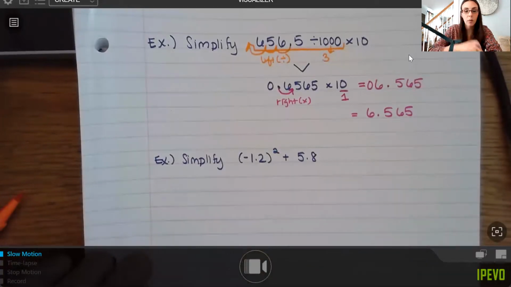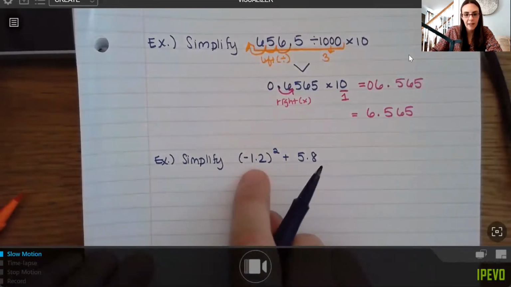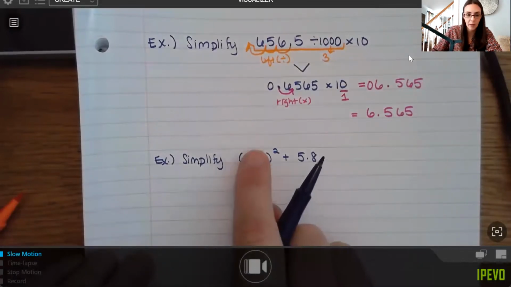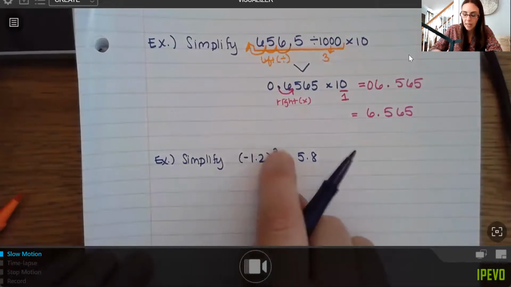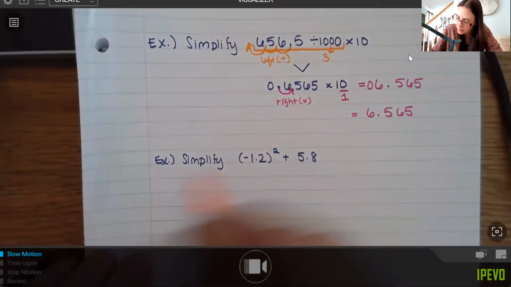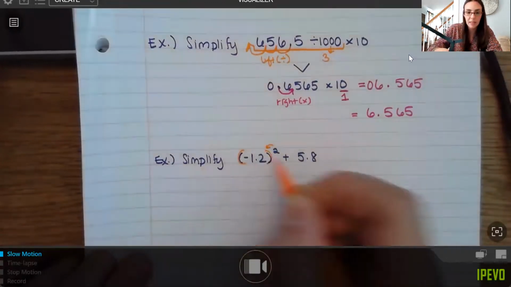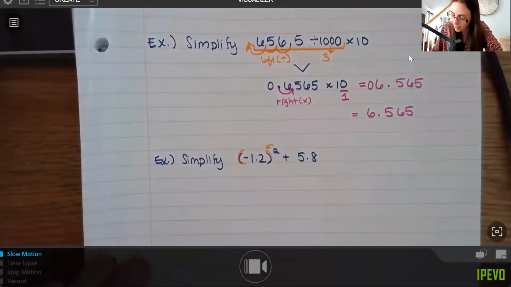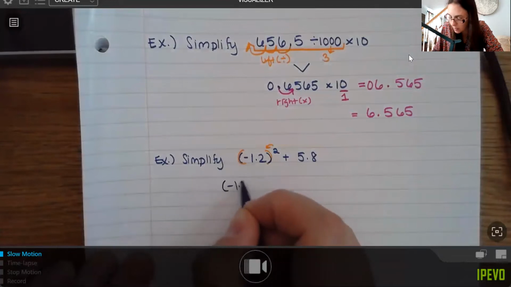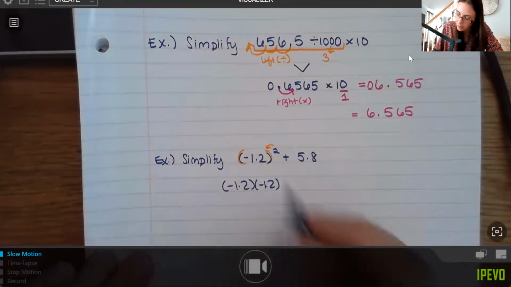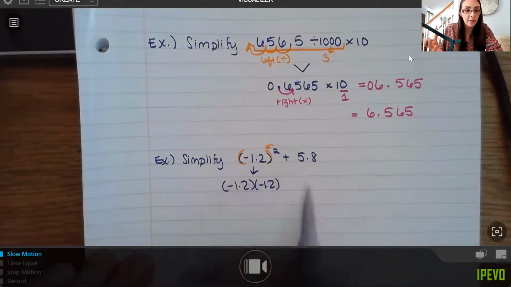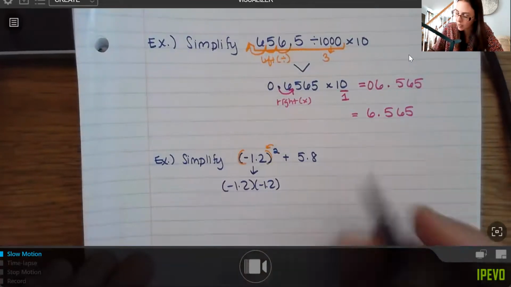Here I have negative 1.2 squared plus 5.8. Again, I do have parentheses, but the parentheses here are just to clarify the exponent. So there's nothing to do inside the parentheses, which is what we really do for the grouping step. But I do have an exponent, and I am noticing that that exponent is touching the whole parentheses. So that whole thing gets multiplied out, negative 1.2 times negative 1.2. Now, negative times a negative is going to be a positive. So I know my answer is positive, but I do have to do out that multiplication.